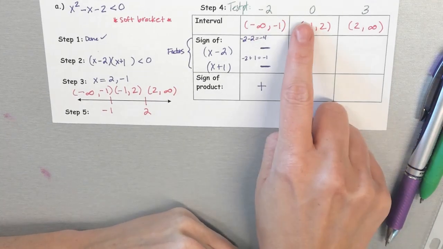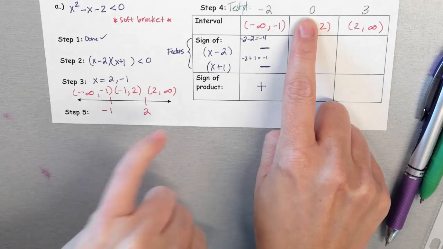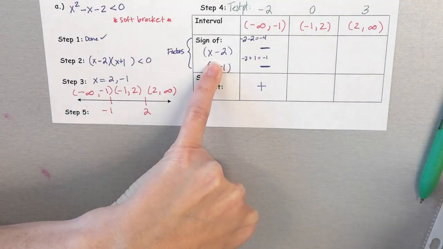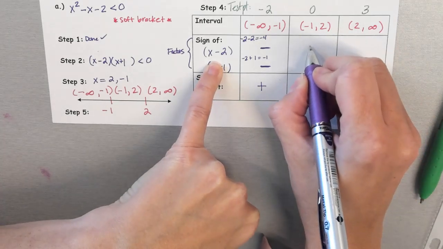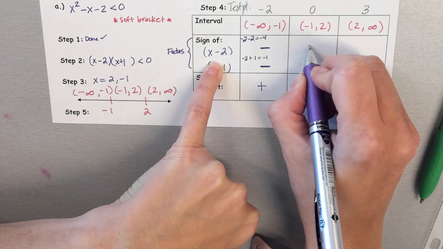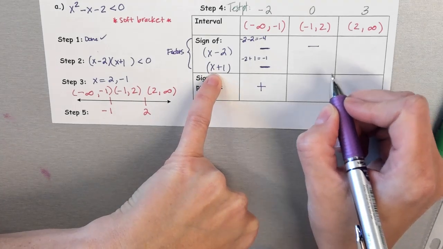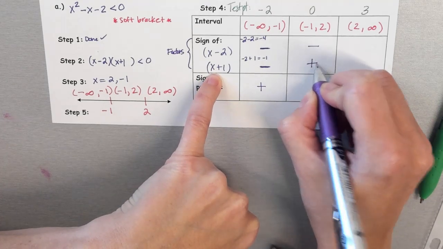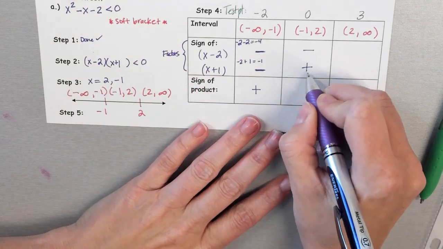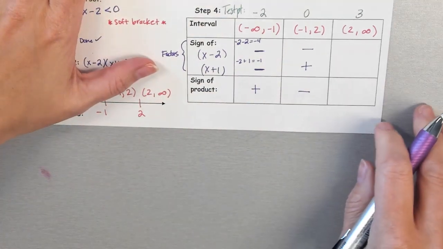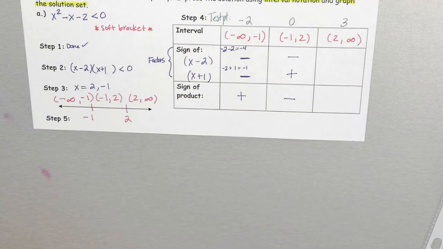Okay, and then so for 0, when you plug that in to your factor, you have 0 minus 2. So is 0 minus 2 a negative or a positive? Negative. Okay, 0 plus 1, is that a negative or a positive? Positive. Okay, so a negative times a positive is a negative. Okay, and then can you guys fill out the last column? And then we'll talk about what the favorable answer is.